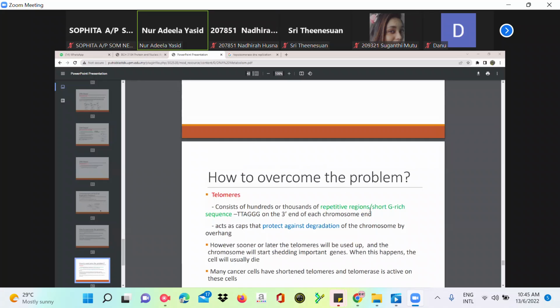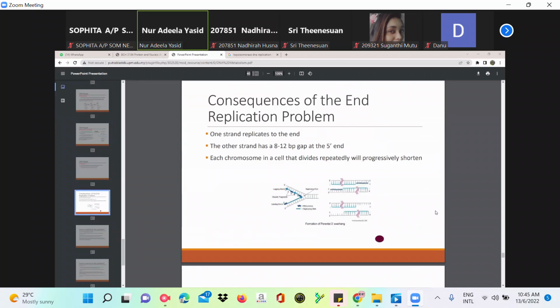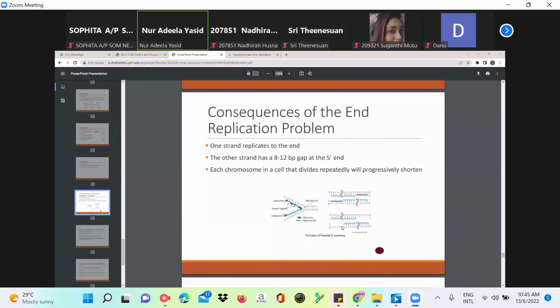Okay, kenapa dia ada this repetitive short G-rich sequence? Because dia ada special characteristics, because it's located at the end of the linear chromosome. So it needs to have this repetition of this short G-rich sequence to help protect against degradation of the chromosome. Dia akan berlakunya overhang. Dia akan ada overhang kat sini.